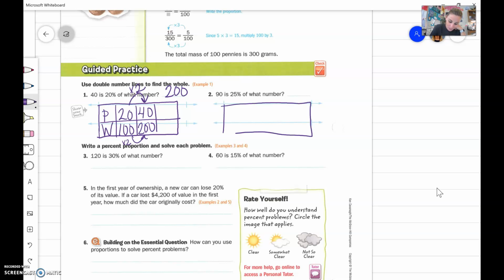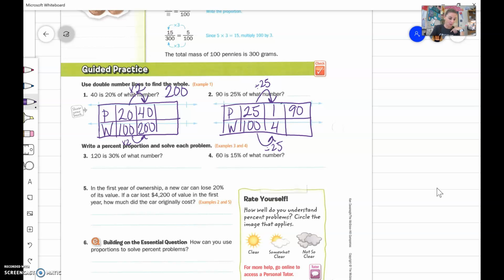Right here, same thing. We're going to make a part and a whole, and I'm just going to put 3 there just in case I need it. 90 is 25% of what number? So let's start with the percent. You can do it either way. We know percent means out of 100, but I'm trying to get to 90. Can I get from 25 to 90 without scaling back? No, I need to scale back. So I'm going to divide each of these by 25, and I'm left with 1. If I divide 100 by 25, I get 4.